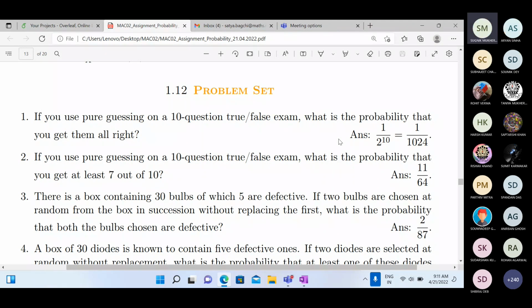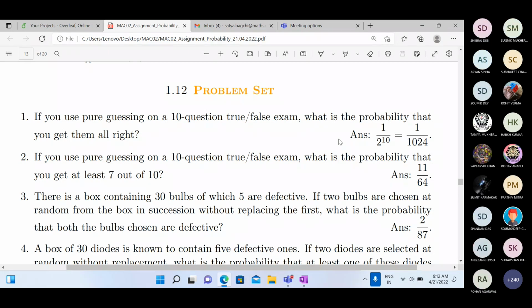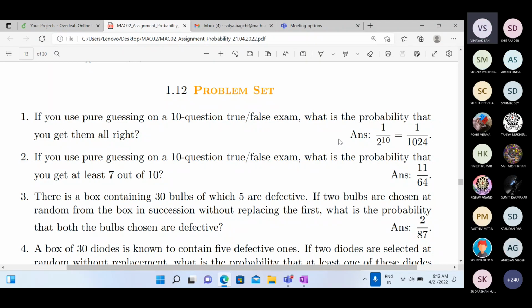Sir, I guess the denominator should be 2 to the power 10, since the total number of ways to answer the question is 2 to the power 10. If in the first question, in place of true false, it was a 4-option MCQ, then the answer would be (1 by 4) to the power 10.